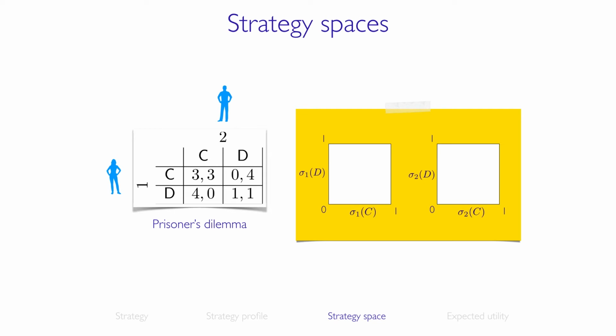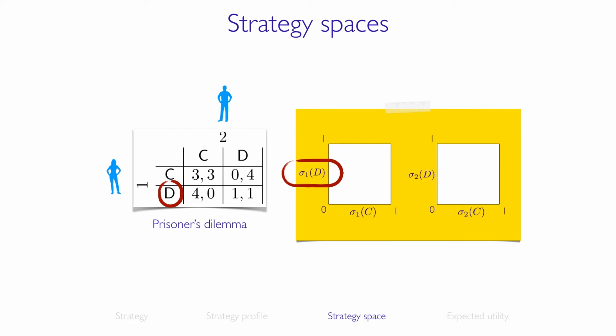We try to represent the strategy space of the players. Focus on player 1. We have sigma 1 C, that is the probability that player 1 plays C. This value is in the range [0, 1].